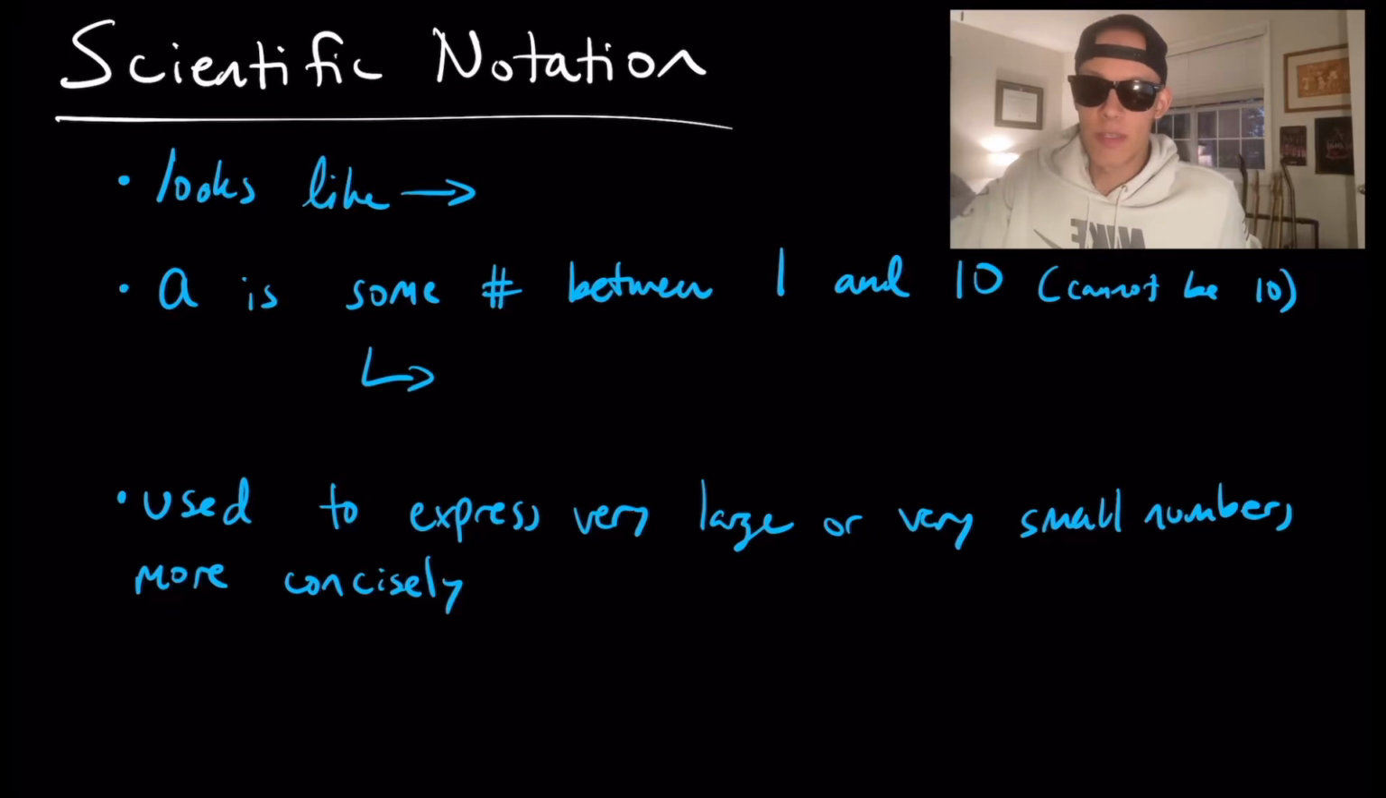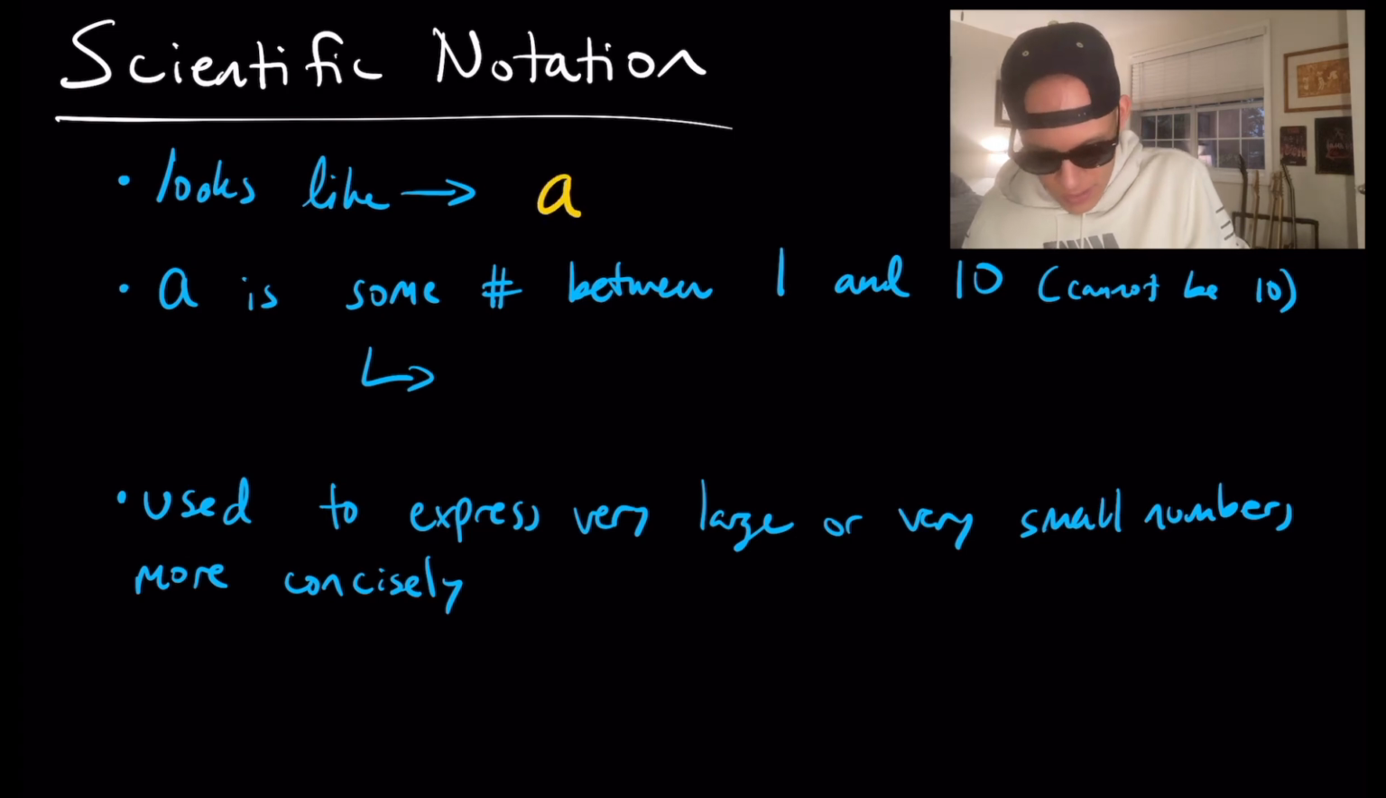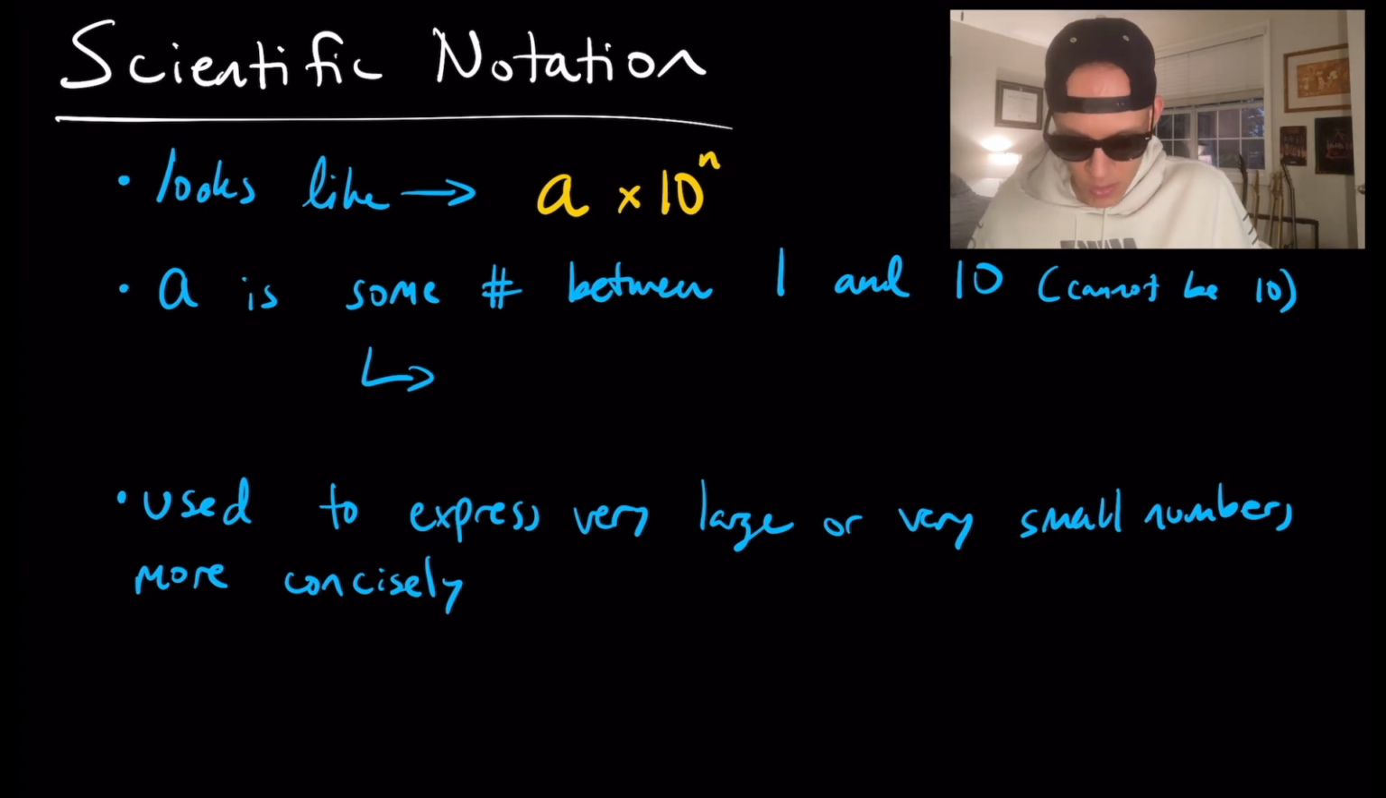Now that we've got a good sense of exponent rules and how to simplify some expressions, we're now going to introduce an actual real world situation in which exponents are really helpful, and that is scientific notation. In general, it looks something like this. We'll have a number a times 10 raised to some power n. And a is going to be a number between 1 and 10. It can be 1, but it cannot be 10.